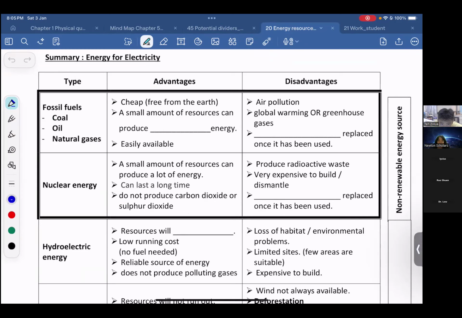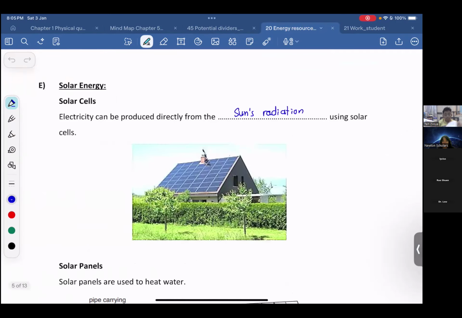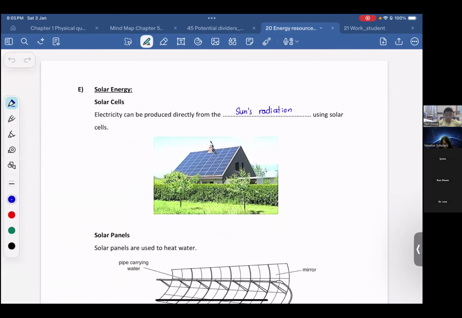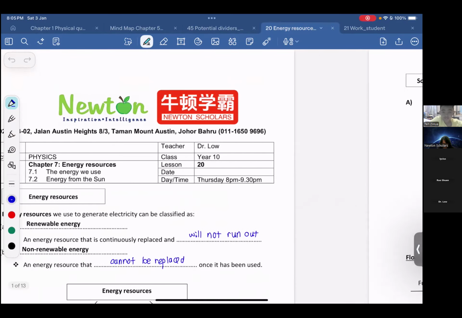Okay, boys and girls, we continue our lesson. Last week, or not last week, 2 days ago, we stopped at the energy resources. All the theory part we already learned. Energy resources are actually for us to generate electricity.